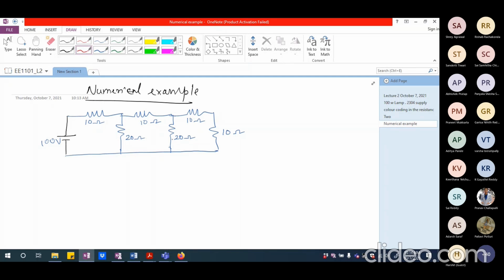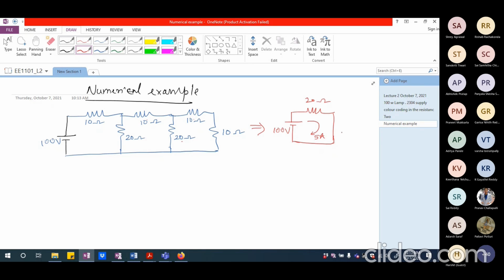I'm sure you can immediately tell that this is 10 plus 10, 20. 20 and 20, when I connect in parallel, I will have 10 ohms. This 10 and 10 put together will become 20. And 20 and 20 here, I'm going to get 10. And that 10 will add up to this 10 ohm. So this is equivalent to having 100 volts and 20 ohm. And I'm going to get this as the overall circuit. Fine. Is this clear? So I'm going to have 5 ampere of current flowing through this.